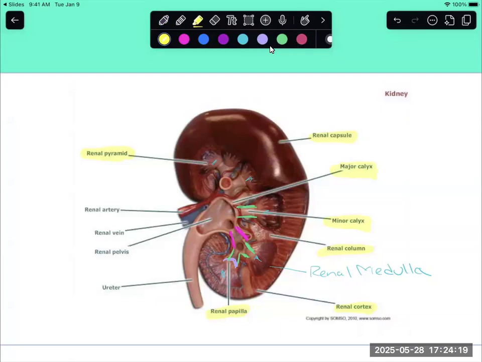Those major calyces are going to drain into the renal pelvis, which is this area through here. The renal pelvis is then going to drain into the ureter. So that's the whole pathway following down. I didn't go through the individual nephron here, but you can at least see all of this going through. We also have the renal artery and the renal vein. The artery brings the blood in to be filtered, and the vein takes the blood that has been cleaned back out to the body.